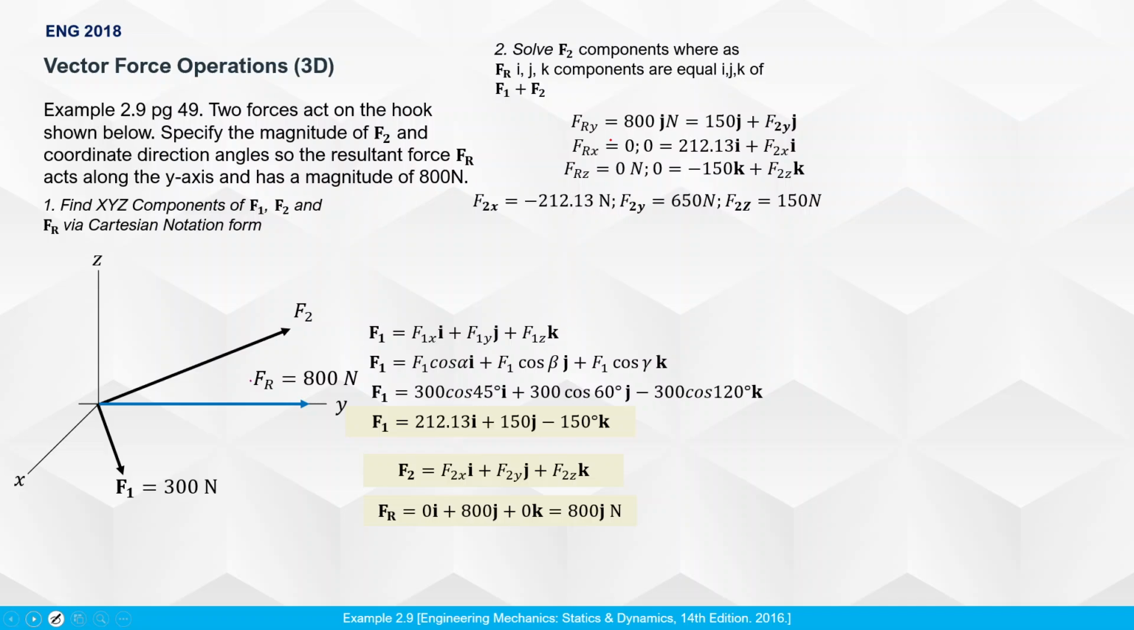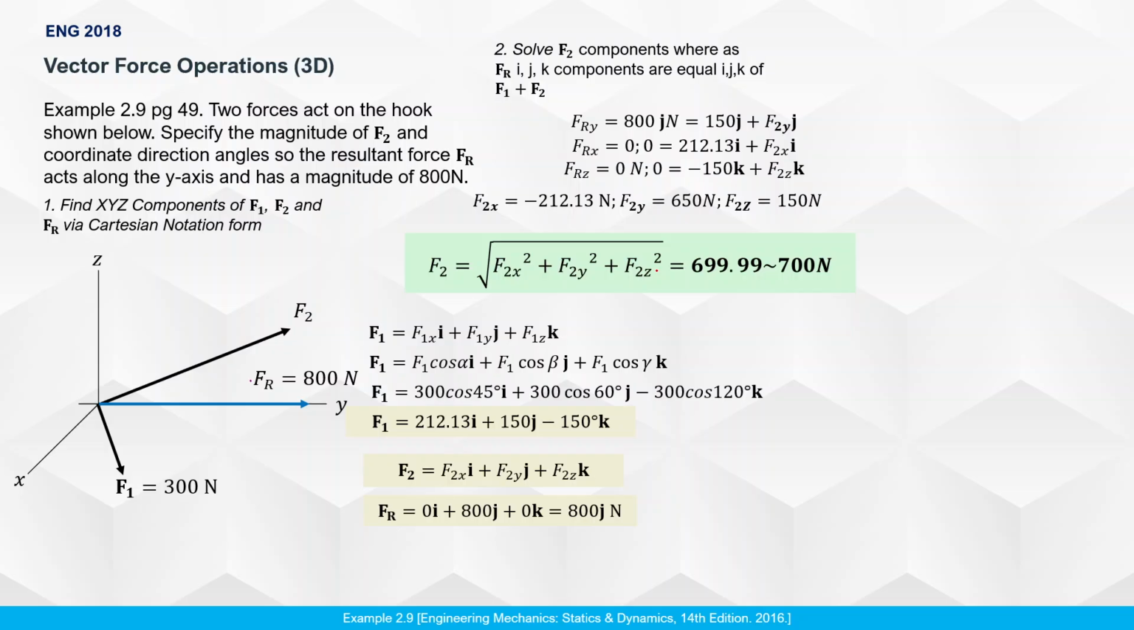So, F1 would be simply 800 newtons, so 150. Eventually, you would get the following: F2x is negative 212.13, F2y is 650 newtons, and F2z is 150 newtons. Okay? And then from there, you can get the magnitude of force 2, which is simply the square root of the sums of the squares of its components, indicated just like so. So that will be 699.99 or 700 newtons.